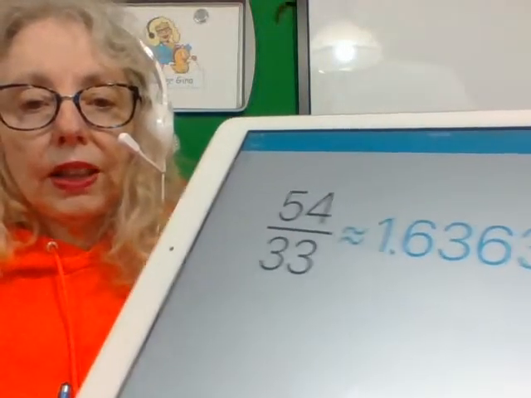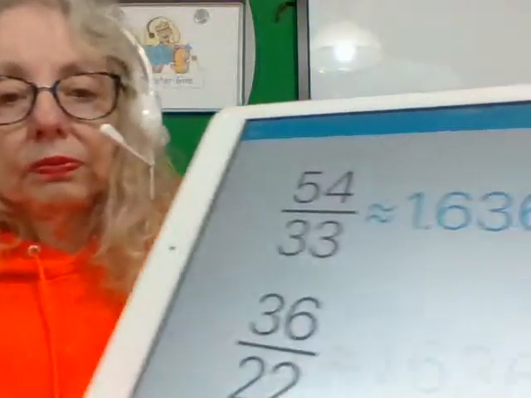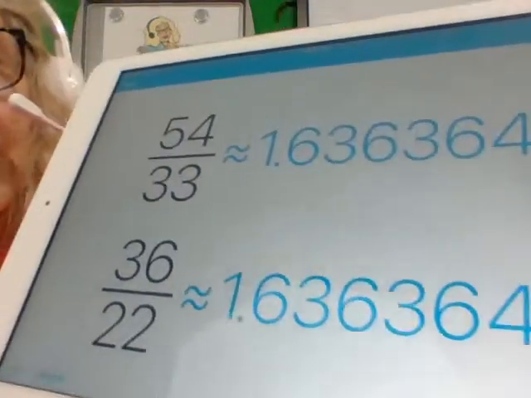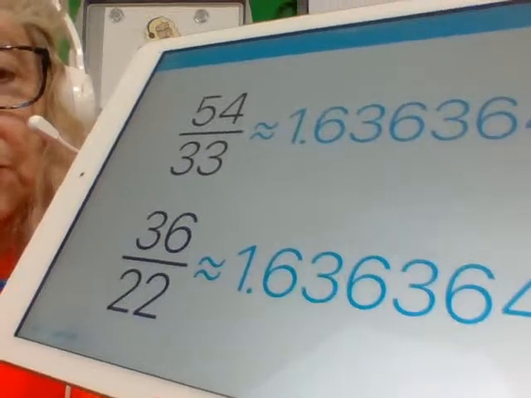So we can cross multiply and get our calculator. I'll clear that. And I'm going to do 54 over 33. And then I'm going to do 36 over 22. Notice that I got the same number both times.